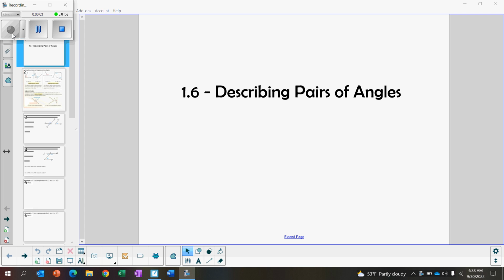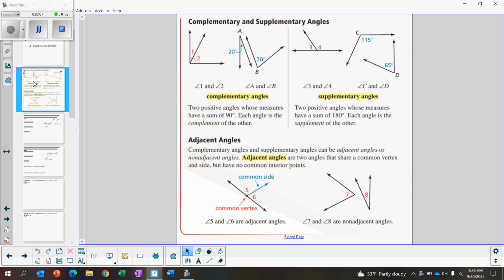This is lesson 1.6, describing pairs of angles. So we're going to start with a bunch of different relationships. Complementary and supplementary angles are describing pairs of angles that add to a specific amount. So complementary angles are two angles that add to 90 degrees. We call them complements of each other. And supplementary angles are two angles that add to 180 degrees, and we call them supplements of each other.